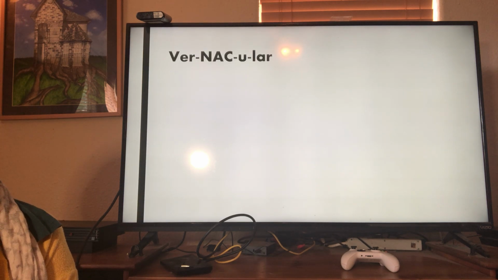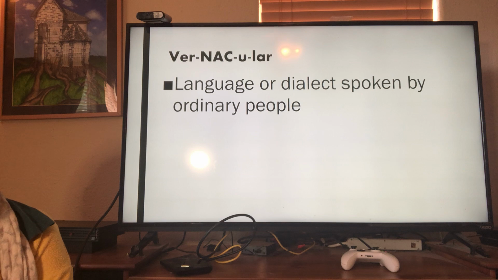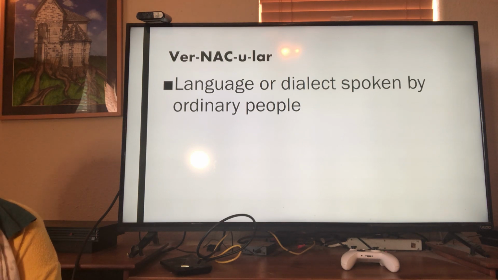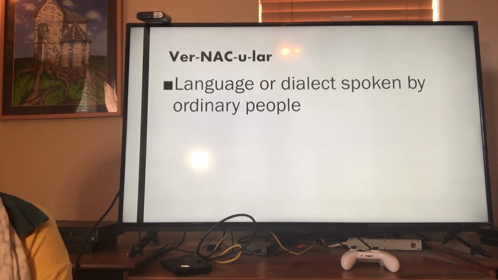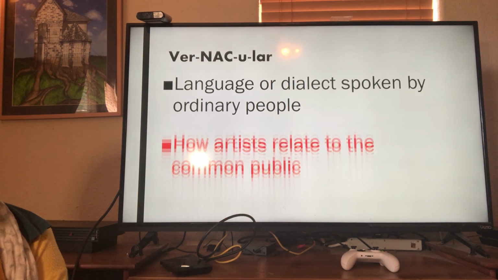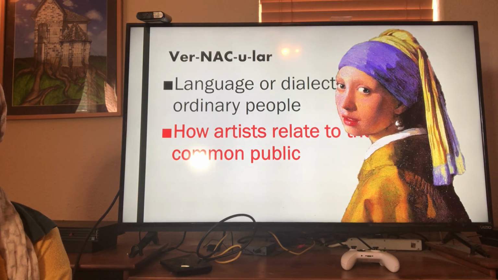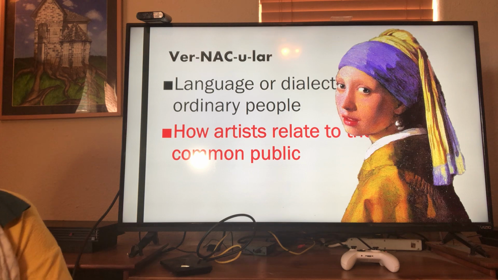So vernacular, as defined in the dictionary, typically relates to language spoken by regular people, so not lofty, not academic, just a dialect of the regular person. But artists also use the vernacular to relate to the common public, like Vermeer in his genre scenes of the Dutch Baroque period.